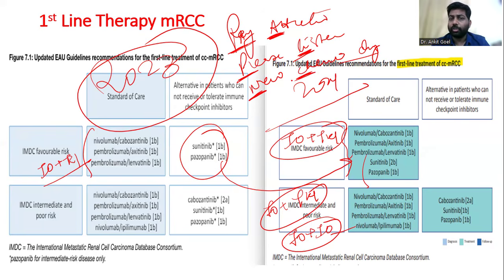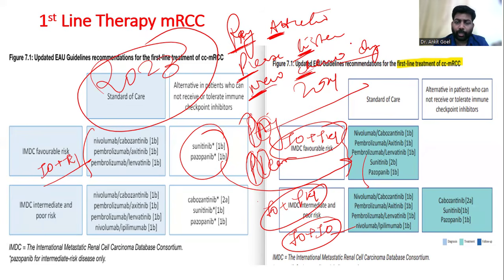You should not confuse the combinations. You should not confuse the drugs. This is how the combinations are given. If you forget the second word, this will even suffice. If you just remember pay, it's pembrolizumab, axitinib. If you just remember please, it is pembrolizumab, lenvatinib. And new chemo is nivolumab and cabozantinib. So try to remember these combinations.